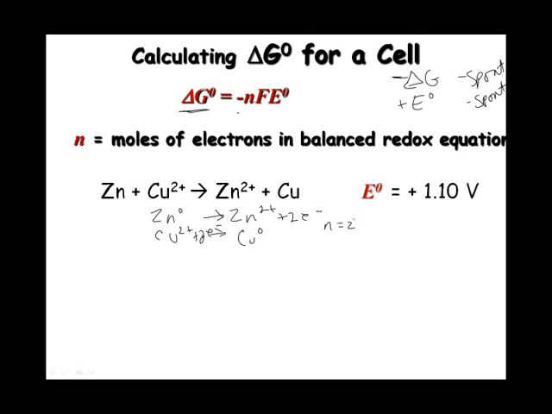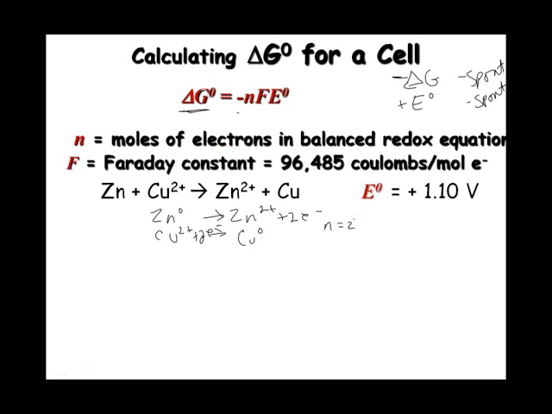F is Faraday's constant, and it's the number of coulombs of charge per mole of electrons. We've used Faraday's constant before, and I think on the AP equation sheet it's 96,500 coulombs. We need to use that, and then the cell potential.